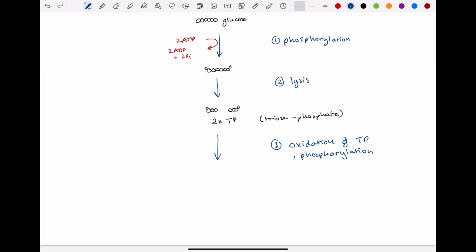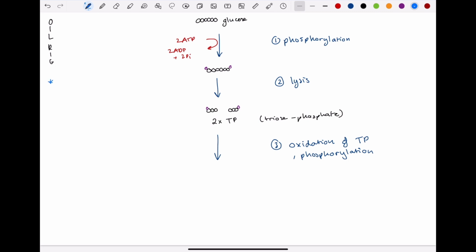Now, if you're not familiar with redox reactions or what oxidation or reduction is, I'll quickly explain it for you. Just remember the mnemonic OIL RIG, and it basically stands for that oxidation is loss of electrons or hydrogens, and reduction is gain of electrons or hydrogens. So in order for TP to be oxidized, it has to lose electrons. Now, electrons don't just disappear. They have to go somewhere because they can't just freely flow around. They're super unstable and super negatively charged, right? So we need something that's going to accept these electrons.